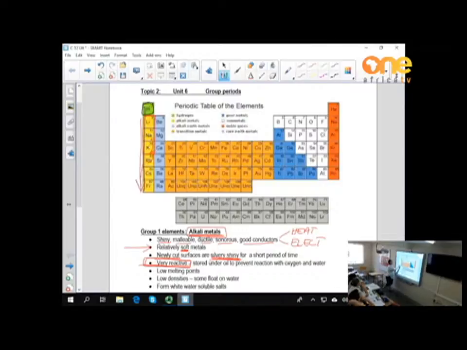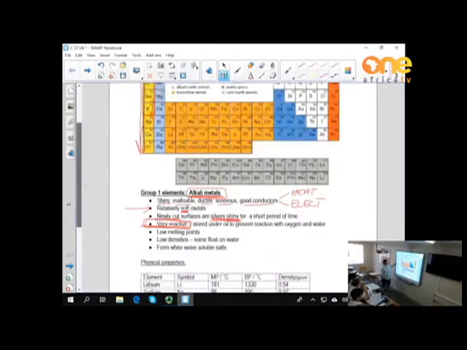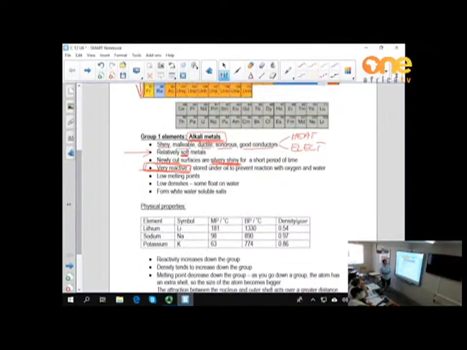We don't keep these out because they become violently reactive. They will be stored in a bottle with an oily liquid, liquid paraffin, ordinary oil, anything that won't evaporate, to prevent it from making contact with oxygen or water vapor. So they are very reactive. They are stored under an oily substance to prevent the reaction with oxygen and water.